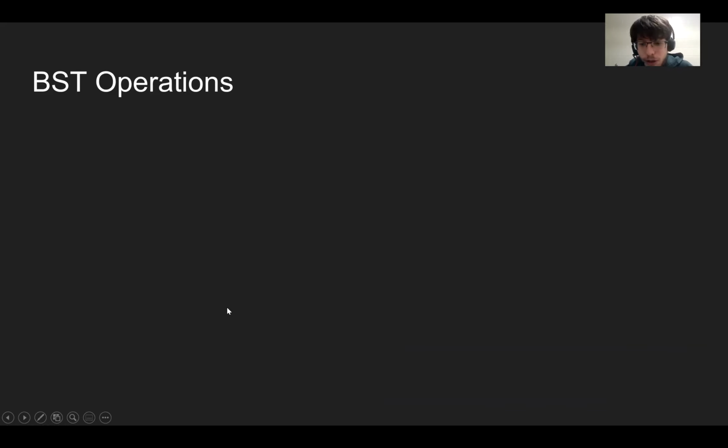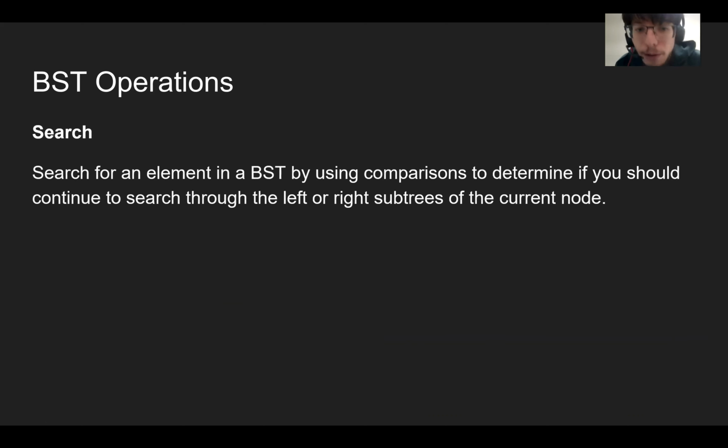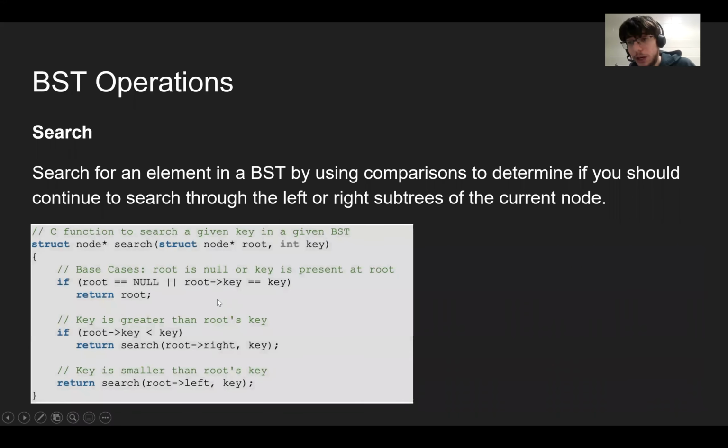So for binary search tree operations, there's search. And search, when you search for an element in a BST, use comparison to determine if you should continue search through the left or right subtrees of the current node. So what would the time complexity of this be in the average case, and then also in the worst case? Well, we'll see that after the code. So first we look at the code, but you can still answer those questions.